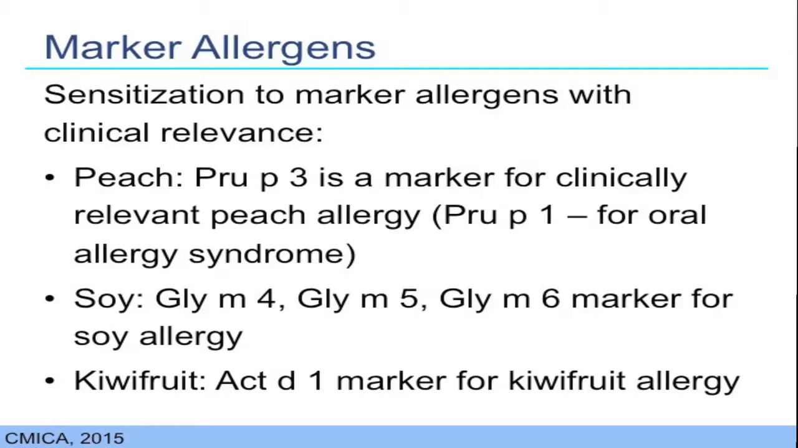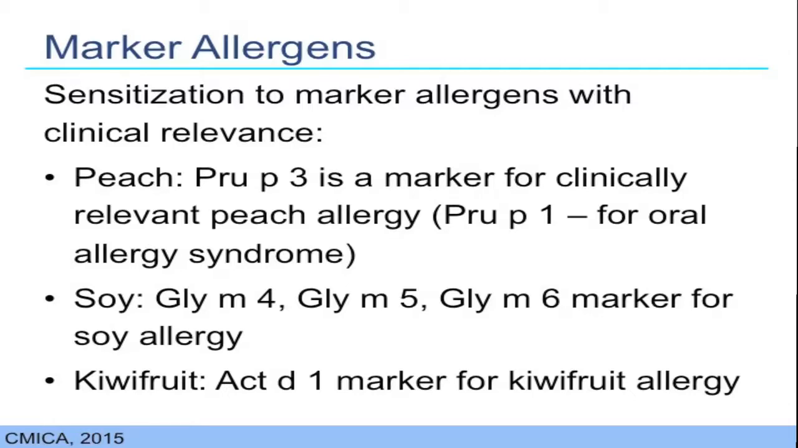So, summing up what I've said so far, in peach we do know that the PRUP3 is a marker for clinical relevant peach allergy. The PRUP1 is rather for the oral allergy syndrome, inducing more the mild local symptoms. In soy, we have 3 potential candidates as marker allergens. It's the GLIME4, the BETV1 homologue, if it's the protein-enriched food like the soy milk, and the seed storage protein, the GLIME4 and the 5 and 6 as marker for soy allergy.